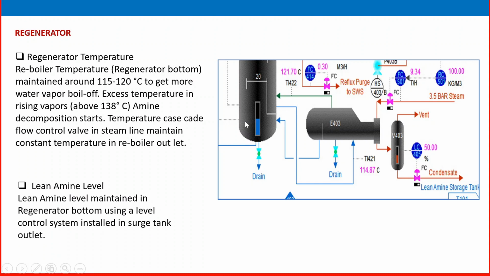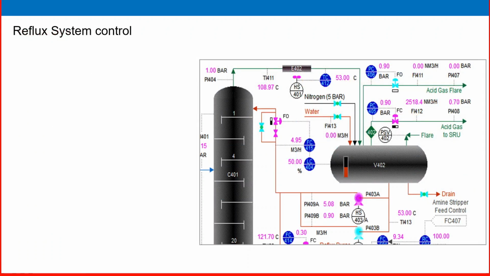And amine level is also very important. The amine level should not increase above the set point, otherwise amine carryover can increase. Lean amine level is maintained in the regenerator bottom using a level control system installed at the surge tank outlet. Another important control system is the reflux control system.